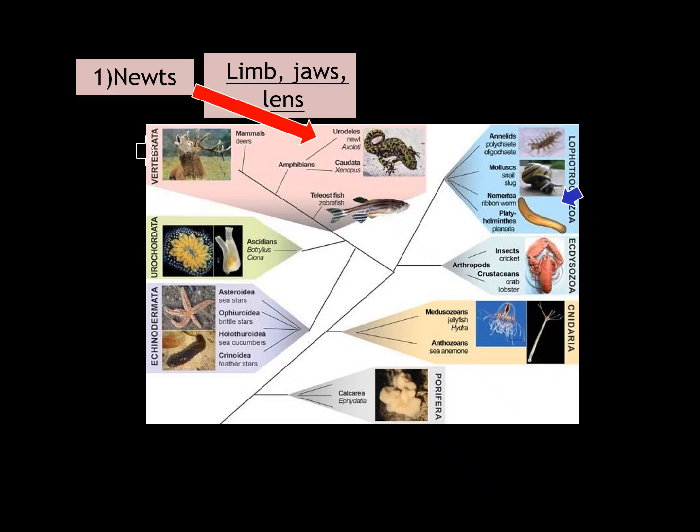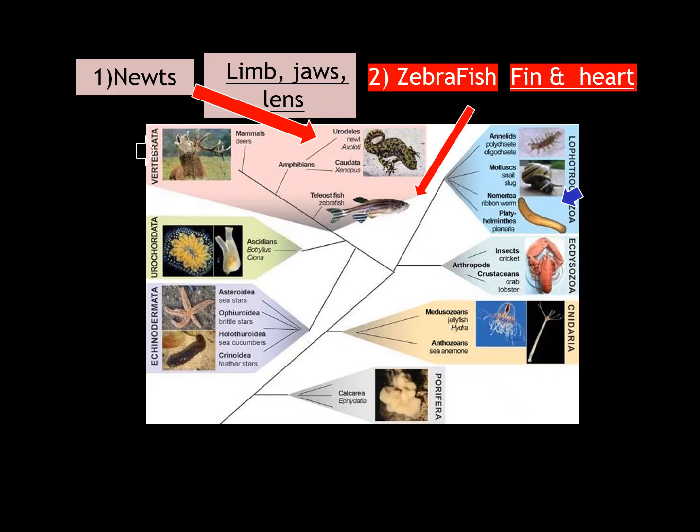So here we have an example. Newts are able to regenerate the limb and the jaws and the lenses. It's very interesting that they have a high degree of regeneration for a vertebrate. Another example is zebrafish, which is able to regenerate the fin and the heart. And zebrafish is a model organism, so we can study how they can do it. Deer are able to regenerate the antlers, so they grow every season and they develop again.